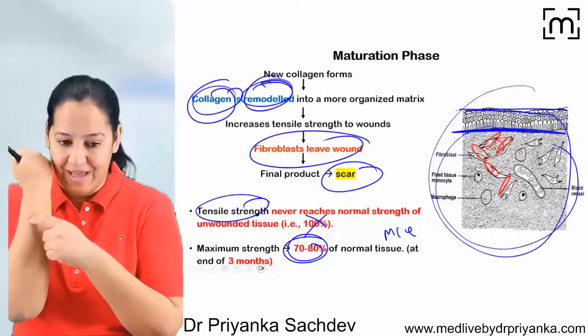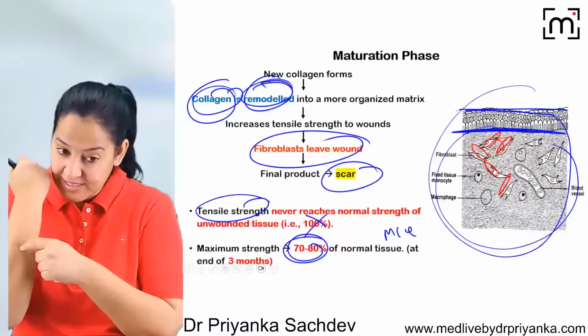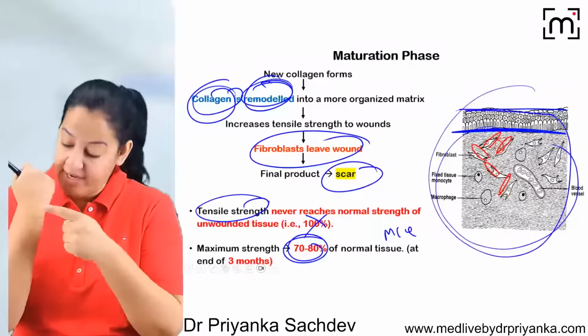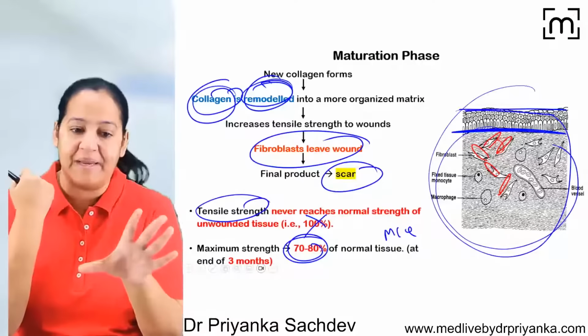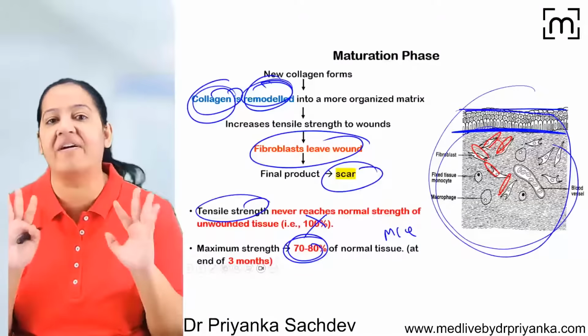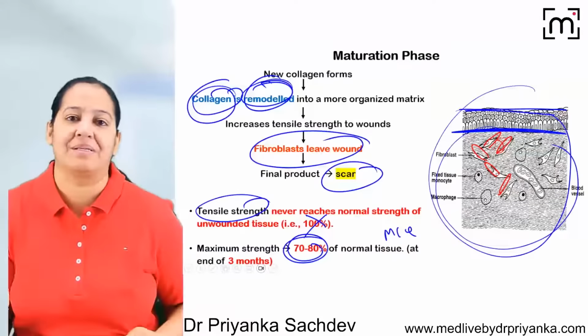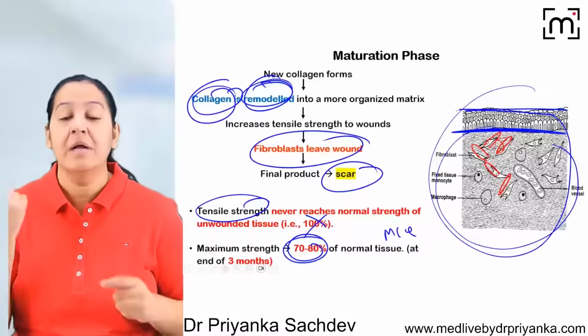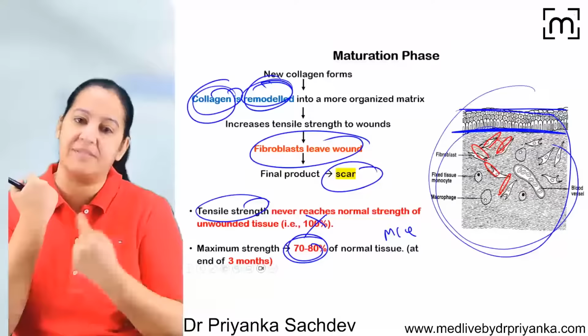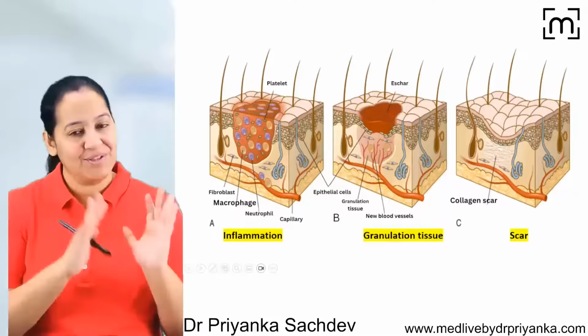Just suppose I have a scar over here, for example. The skin in this area is never as strong as the surrounding area. It is 80% of the surrounding area. That is the meaning. So 100% tensile strength is never regained. Never. Maximum 80% after 3 months. I hope you all got it. So the skin in the scar area is weaker compared to the surrounding area. That is the maturation phase. So the 3 phases are done.